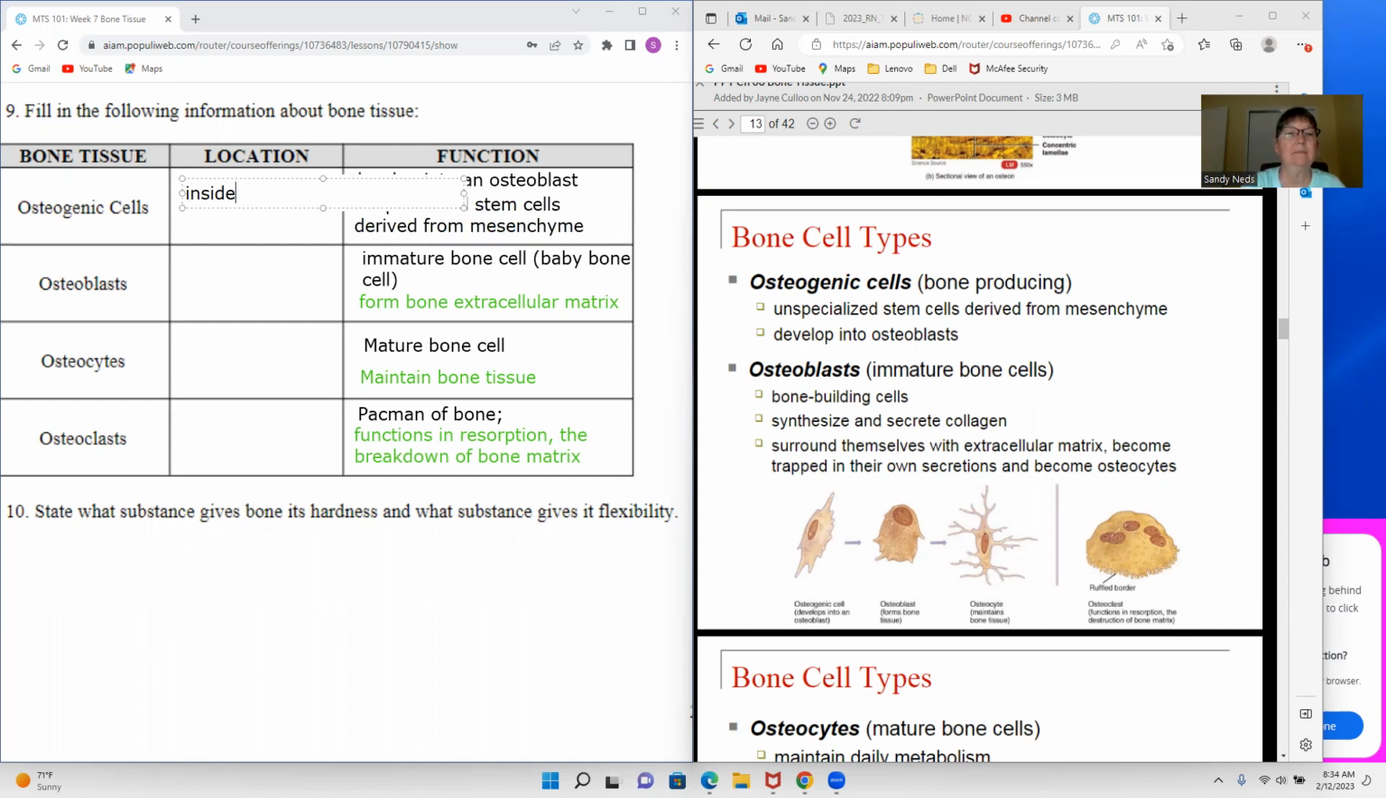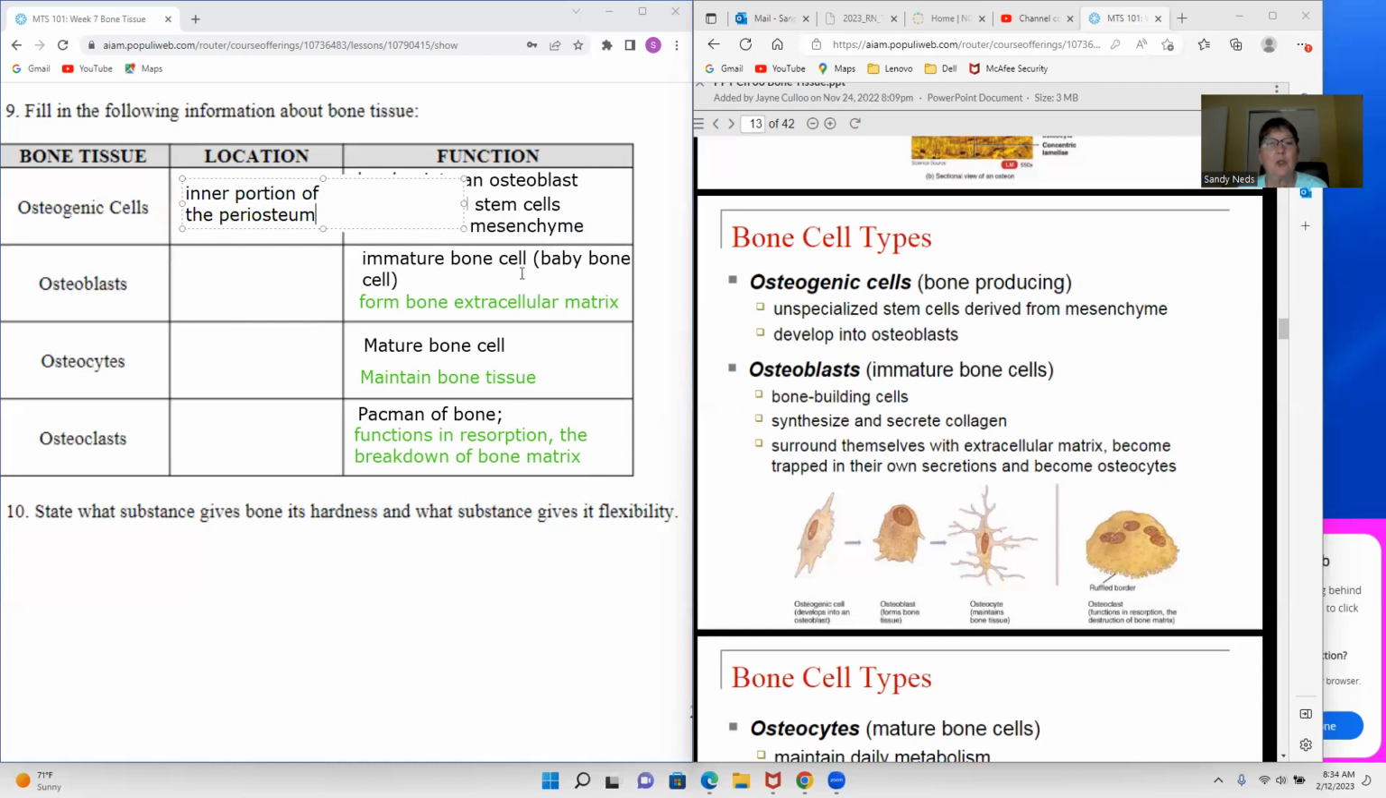Now, osteogenic cells are found in the inner portion of the periosteum. So that takes us down to osteoblasts.